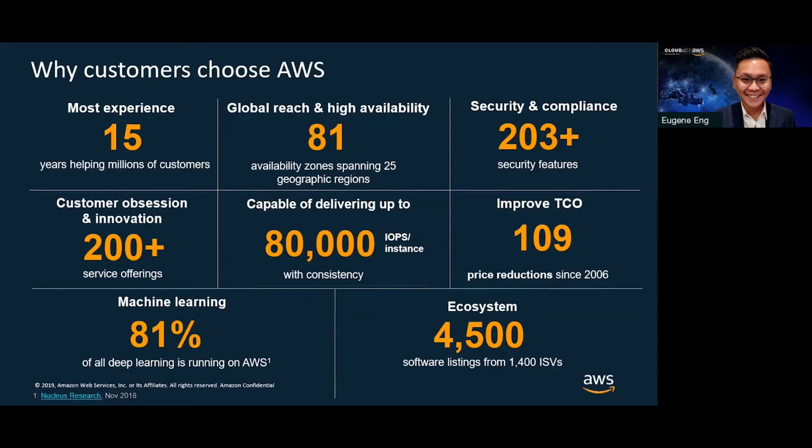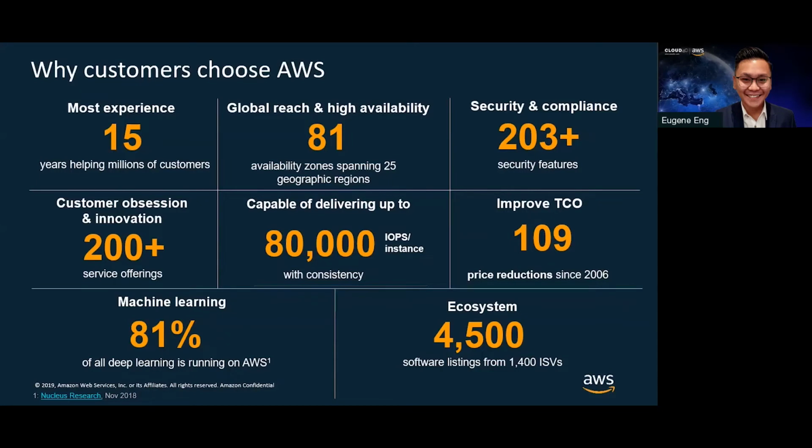Next is improving TCO. This is something that we take pride in, where ever since we started in 2006, we have had 109 price reductions. We always do this because we want the customer to save when they move to cloud, so that they can free up budgets to use more advanced services like machine learning and IoT to innovate for their business.